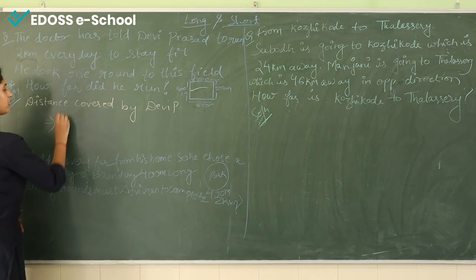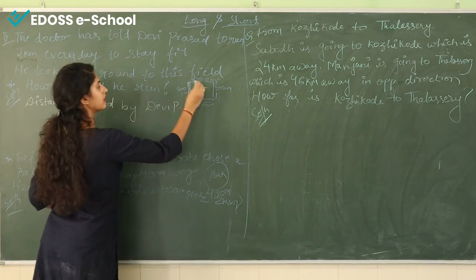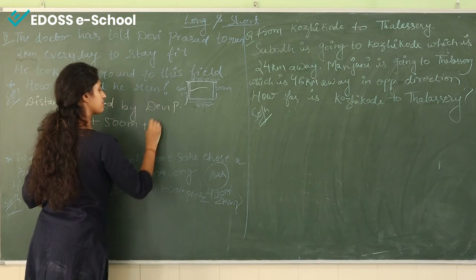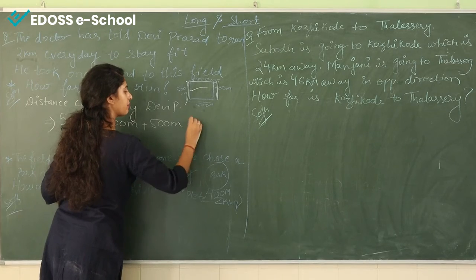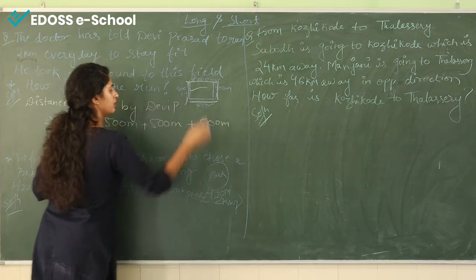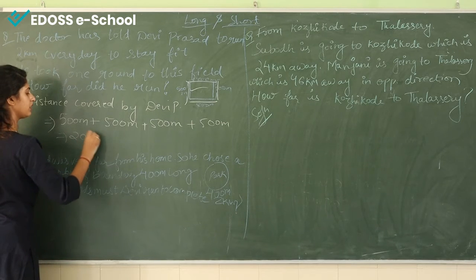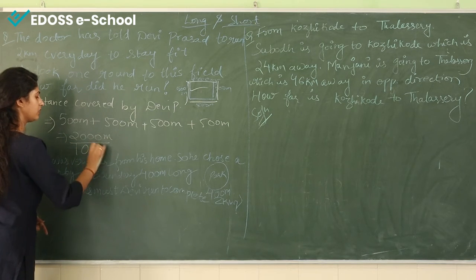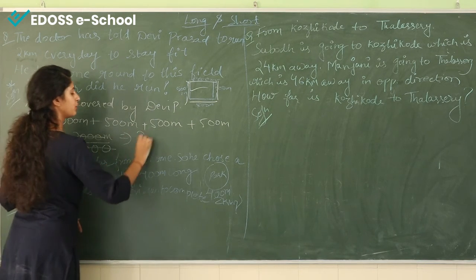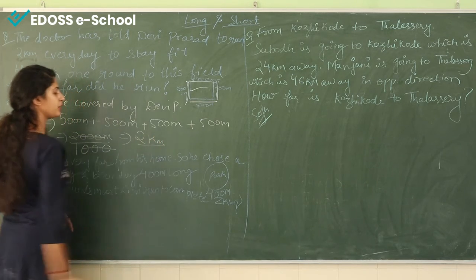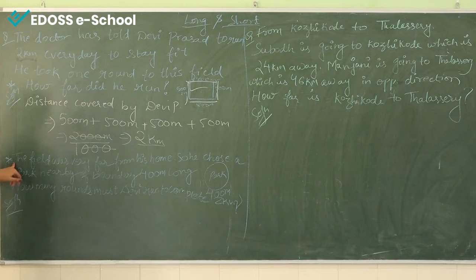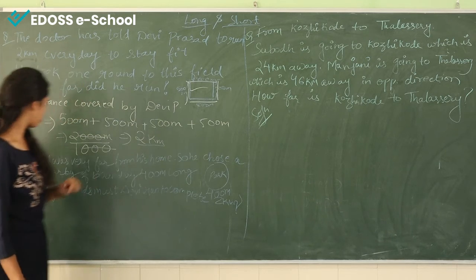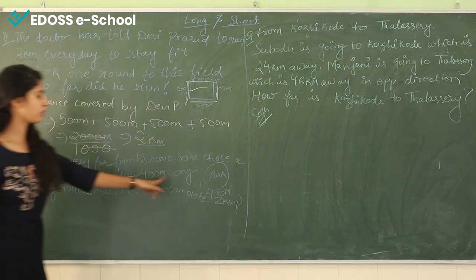is equal to this field, that is 500 meters plus 500 meters, this side plus 500 meters, this plus 500 meters, that is 2000 meters. So as we have to find in kilometers, we'll divide it by 1000, that is 2 kilometers. So yes, Devi Prasad covered 2 kilometers of distance. Next is, the field was very far. This field was far from his home, so he chose a park nearby of boundary 400 meter long.